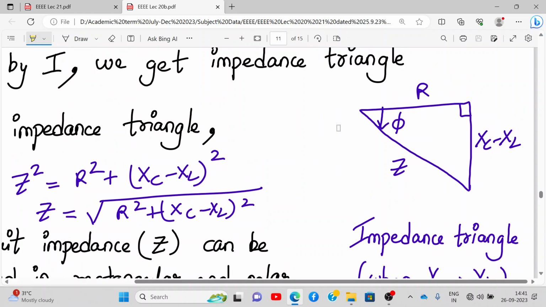Again, what will be Z square? This time Z square will be R square plus XC minus XL the whole square. Are you getting it? Why? Because we have considered XC greater than XL. Fine.